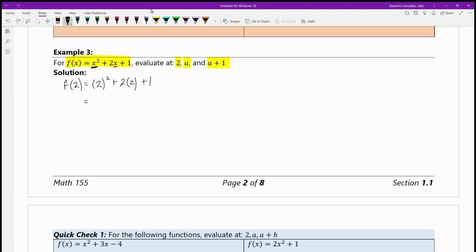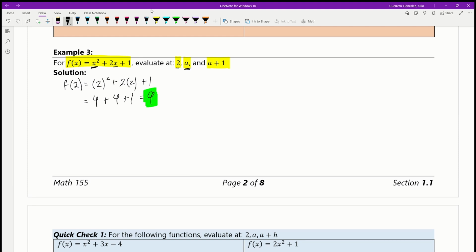2 squared, that's going to be 4. Plus 2 times 2, that's going to be another 4. Plus 1, that is 8 plus 1, 9. Okay, that is it. We are done. We evaluated f of 2. Okay? Next one.